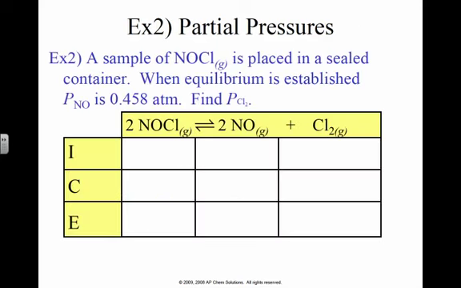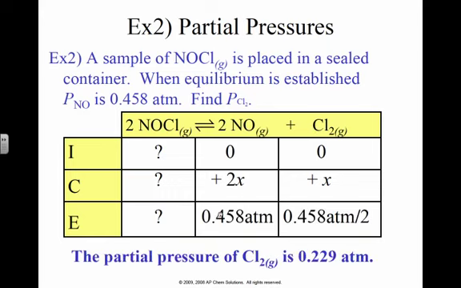Okay, now I want to show you how they do it with an ICE chart. A sample of nitrosyl chloride is placed in a sealed container. When equilibrium is established, the pressure of nitrogen monoxide is 0.458. Find the pressure of chlorine. Well, if I start with 0 and 0, because these are the products, this side has to gain 2x, this side has to gain just 1x. If I already know this value right here, 0.458, because I was told that, then this one has to be half of that, which is 0.229.